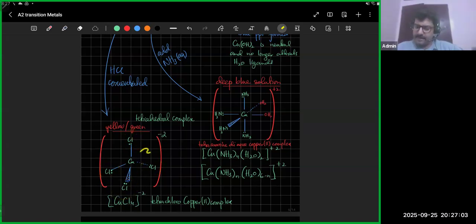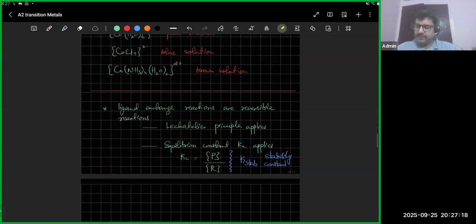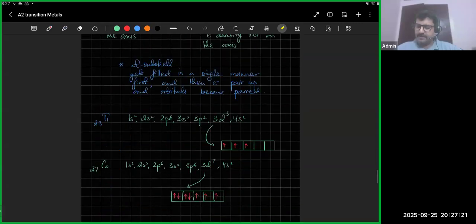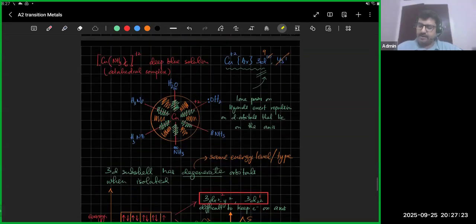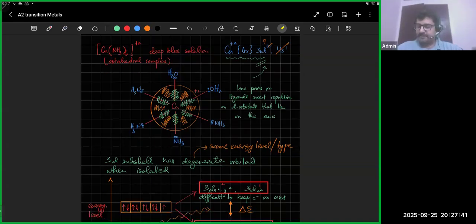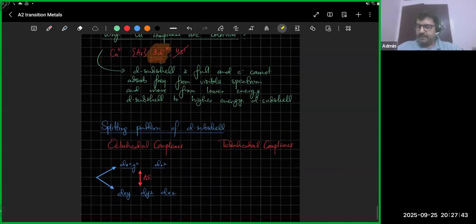Now, in a tetrahedral complex, the ligands don't approach on the axis. So if you have a d subshell within the copper atom over here, in a tetrahedral complex they're not approaching on the axis. They're all approaching between the axis. So the splitting is exactly the opposite. The angle is 109.5. So it's going to be harder to keep electrons between the axis compared to on the axis.